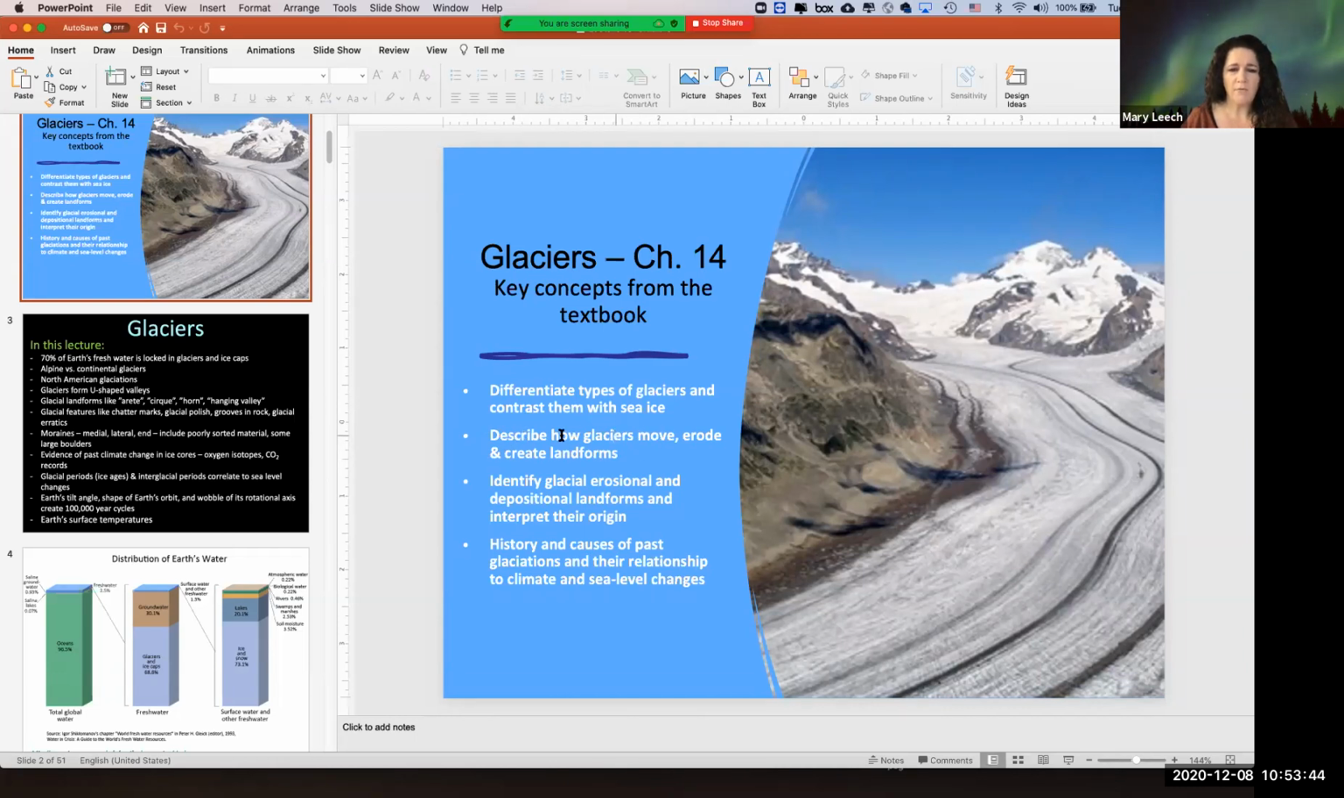I'm going to talk about the landforms, and that's some of the same things that your chapter talks about. I'm going to show you the erosional and the depositional landforms, moraines, and the U-shaped valleys, which are erosion and deposition. And then a little bit about the history of past glaciations and their relationship to sea level changes and climate differences.